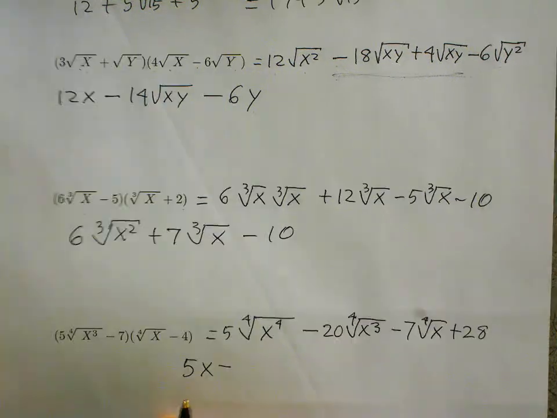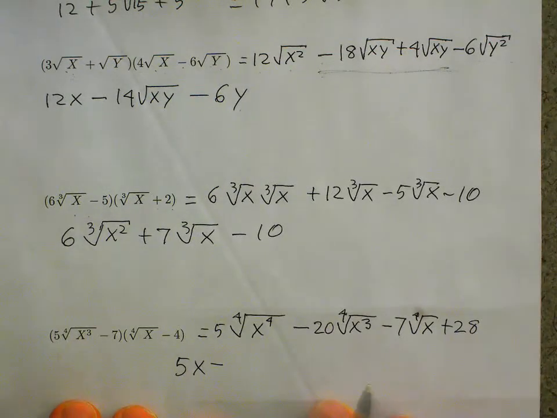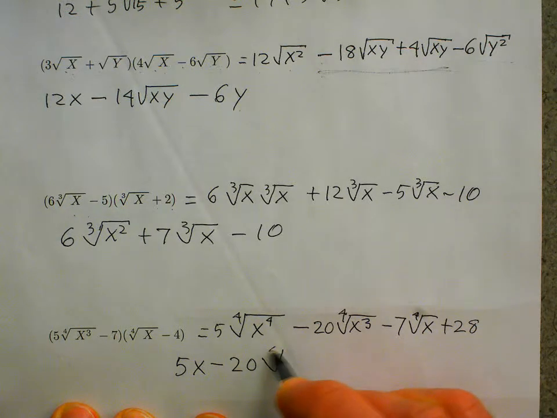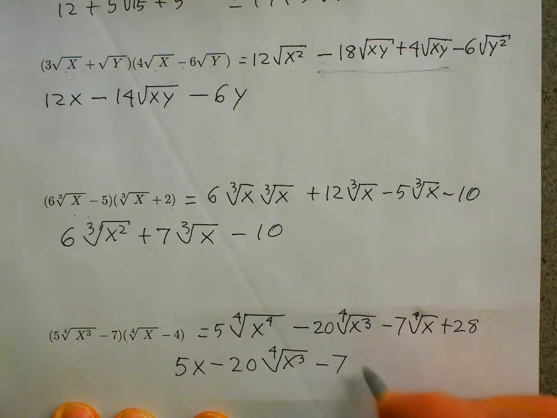The two middle terms are not like terms, so they cannot be combined. So our simplified answer is 5x minus 20 times the fourth root of x to the third minus 7 times the fourth root of x plus 28.